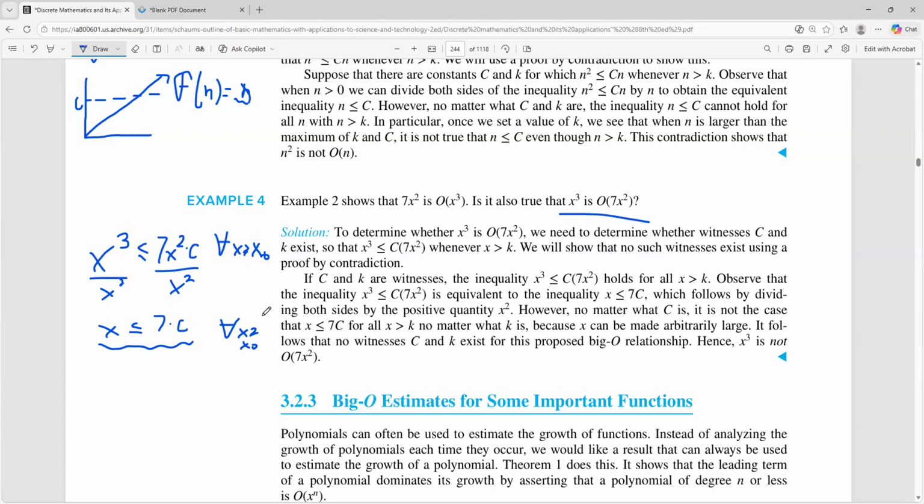Remember, 7 and c are constants. x is a function. Is that what I just wrote? Yes, it's not true. It's also a proof by contradiction. Why? Because we assume that it is true, and we get this. But x is not less than or equal to 7 times a constant. x is a function. x can keep growing. 7 times a constant is a constant. That stays at one specific point. So that means this is a contradiction, and what we initially assumed is then incorrect.